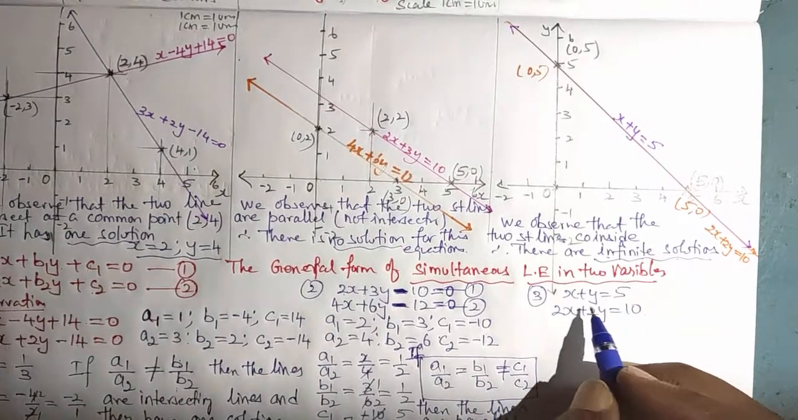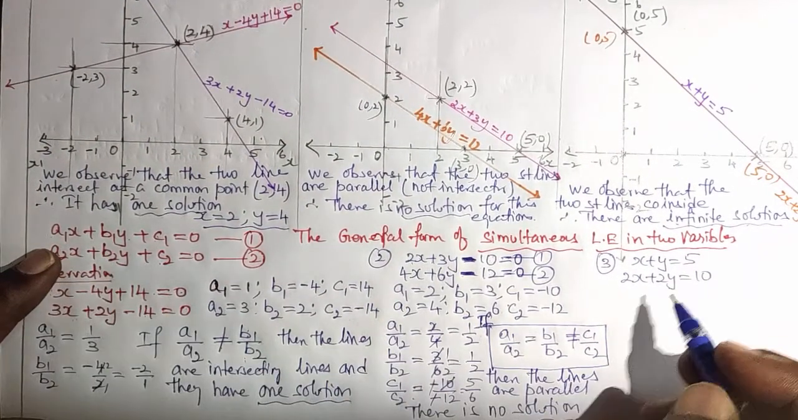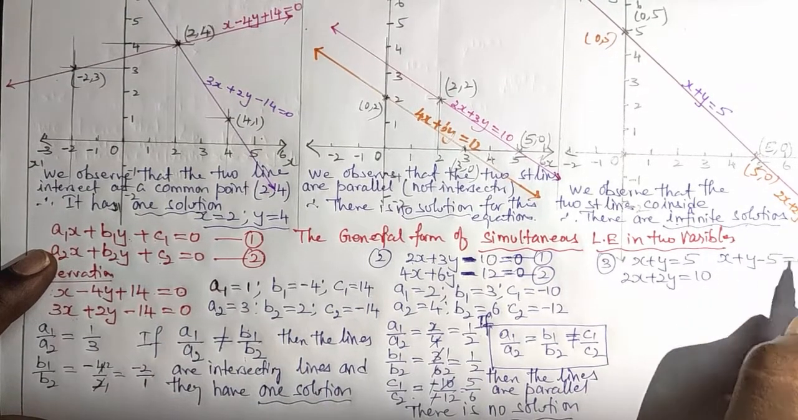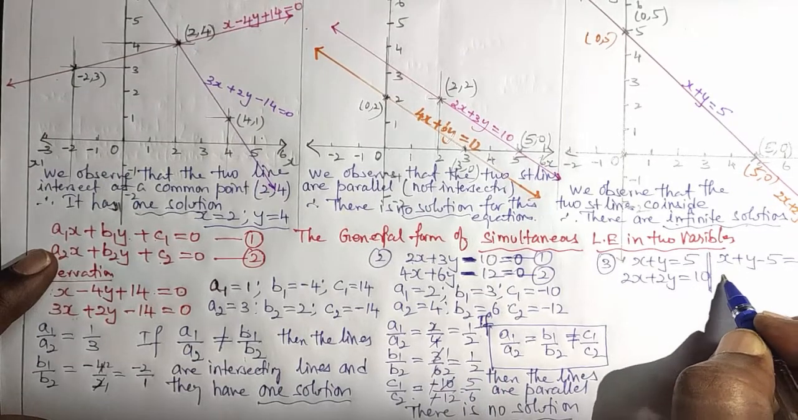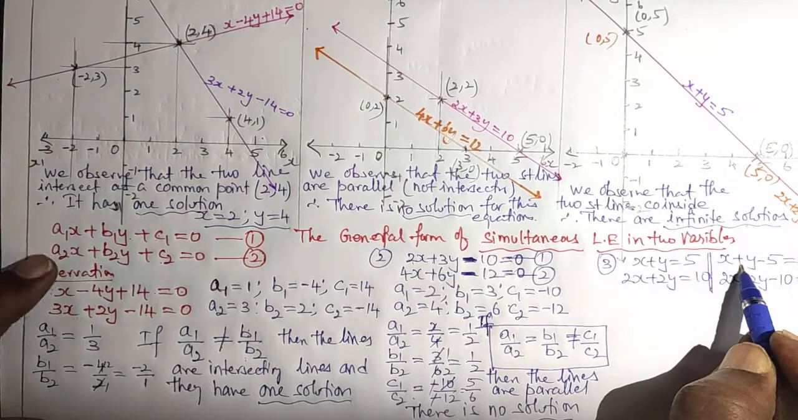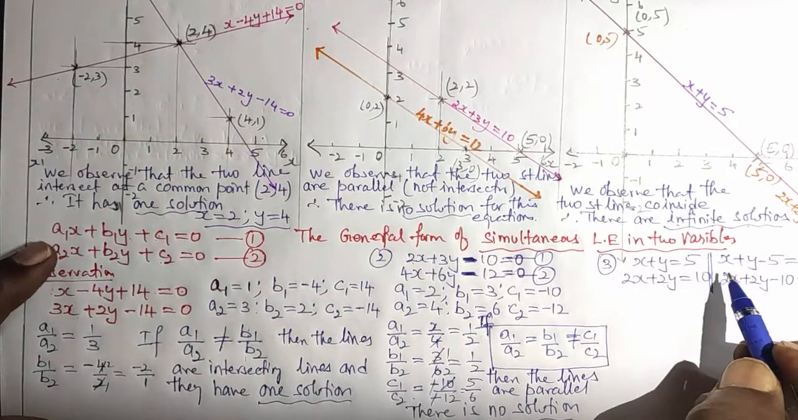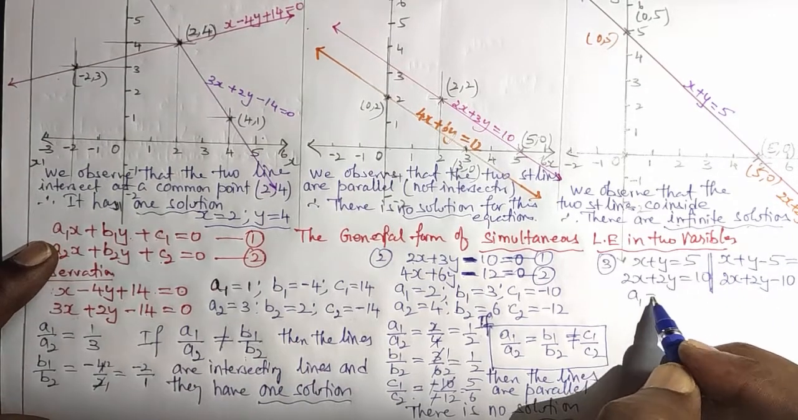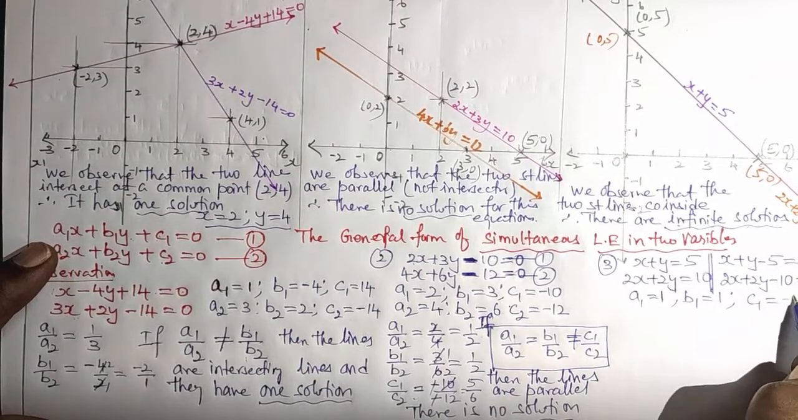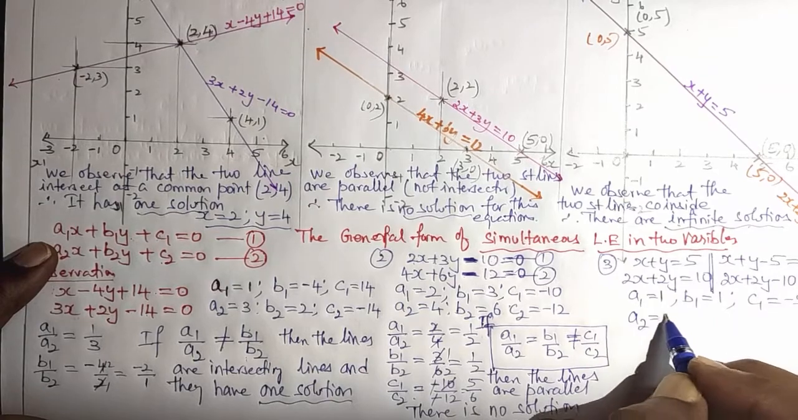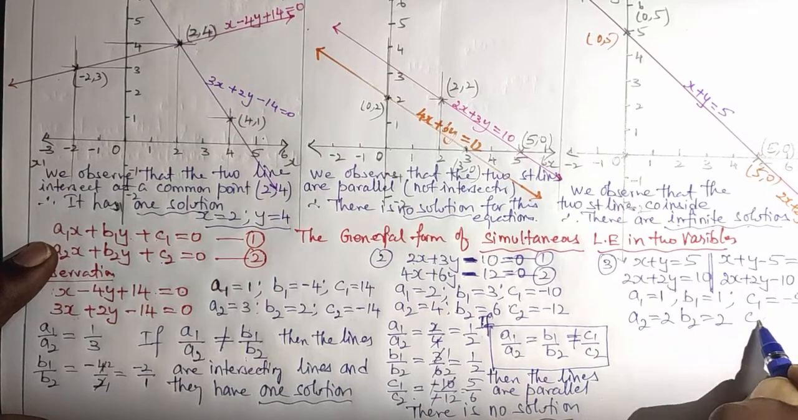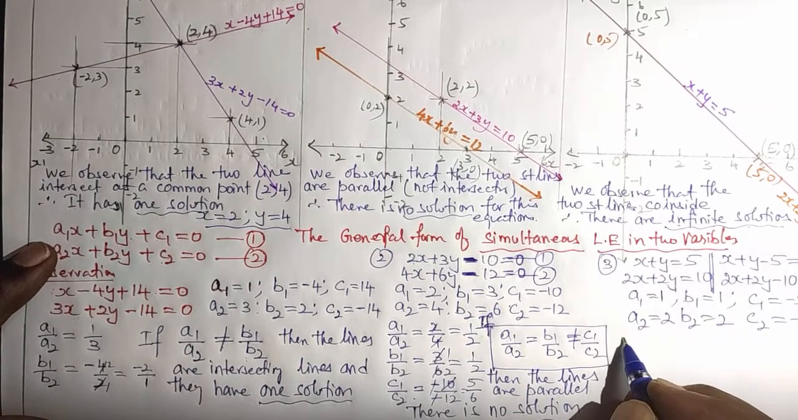Now I will compare this equation with the general form of the equation. I will write it like this: x plus y minus 5 is equal to 0, just transforming it, and 2x plus 2y minus 10 is equal to 0. Now comparing with the general equation, what is a1 here? a1 will be 1. What is b1? 1. c1 is equal to minus 5. a2 is equal to 2. b2 is equal to 2. c2 is equal to minus 10.